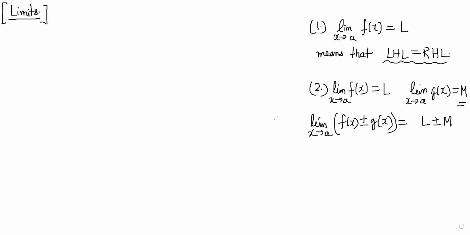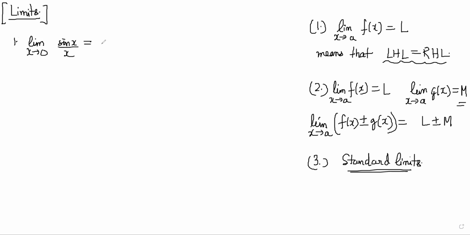Then we started looking at some standard limits, right? Some of the standard limits we looked at were sin x by x, tan x by x. So I will just list down what we had seen. The limit as x tends to 0 of sin x by x is equal to the limit as x tends to 0 of tan x by x is equal to the limit as x tends to 0 of (e power x minus 1) by x, which is equal to 1. This is what we saw.